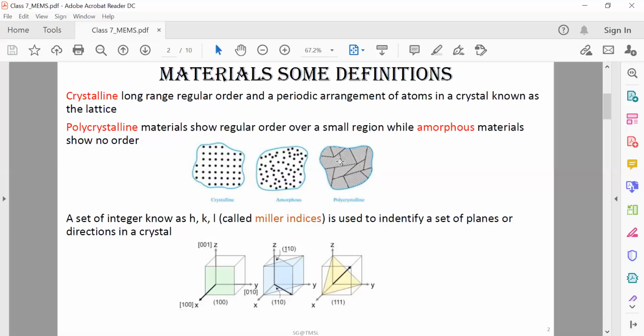On the other hand, for the amorphous, there is no regularity in the crystal lattice structure. It is highly irregular. The atoms inside the crystal are oriented and placed in different directions, here and there, in haphazard directions. That is known as amorphous material.